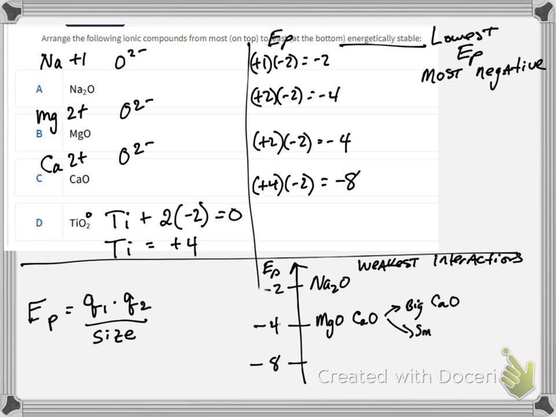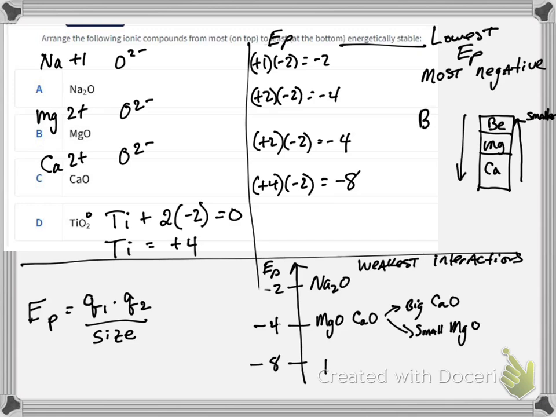Then we go down to the smaller ion, which is magnesium. And remember, where do we get that from? If we're looking at column 2, we see beryllium, magnesium, and calcium, right? So we go up a column, get smaller, there's fewer electrons. This is the shell model. As you go down a column, it gets bigger. So the ions are getting bigger, the interactions are getting weaker. And then the final one is titanium at -8. So that's how we would rank the potential energy for this system.